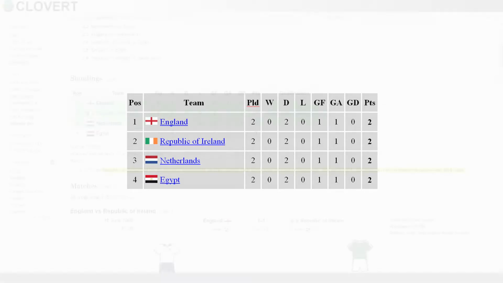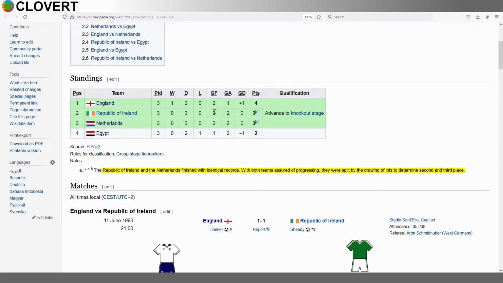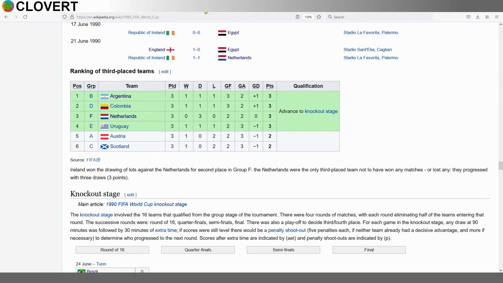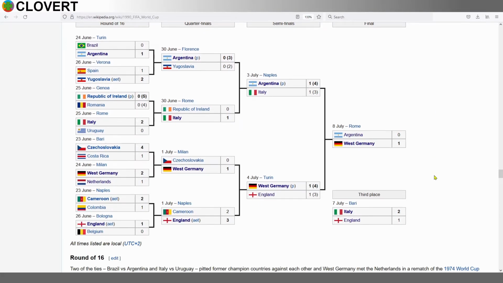As it turned out, we had to draw lots for Ireland and the Netherlands, but it wasn't as important because both of them were guaranteed a spot. It did end up working out better for Ireland to finish second, because what happened in the knockout stage was the Netherlands ended up playing West Germany, and it was actually West Germany that won the tournament. They beat Argentina in the final, whereas Ireland had an easier draw against Romania, and Ireland actually beat Romania in penalties before losing to Italy, the host nation, in the quarterfinals. So it definitely worked out better for Ireland to come second.